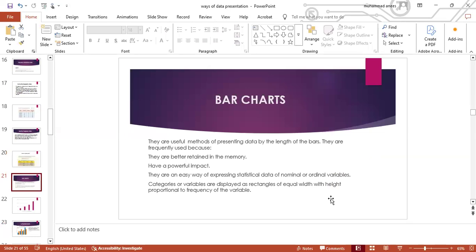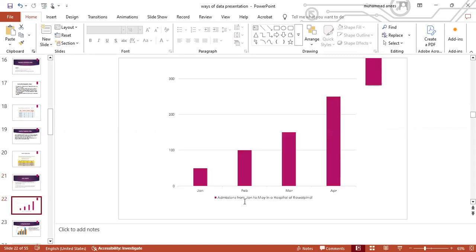Now, bar charts. They are useful methods of presenting data by the length of the bars, and they are frequently used because they are better retained in memory, they have a powerful impact, and they are an easy way of expressing statistical data of nominal or ordinal variables. Categories or variables are displayed as rectangles of equal width with height proportional to the frequency of the variables. So this is a bar chart which shows the admissions from January to May in a hospital of Rawalpindi. We have months along the x-axis and frequency along the y-axis. Maximum admissions were in April and the minimum in January.